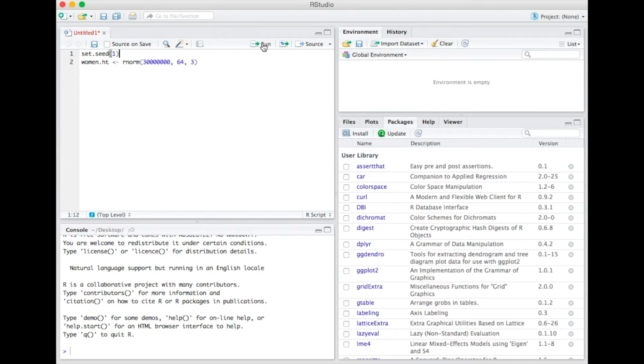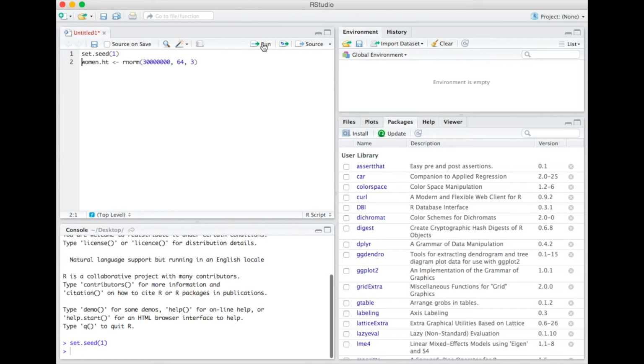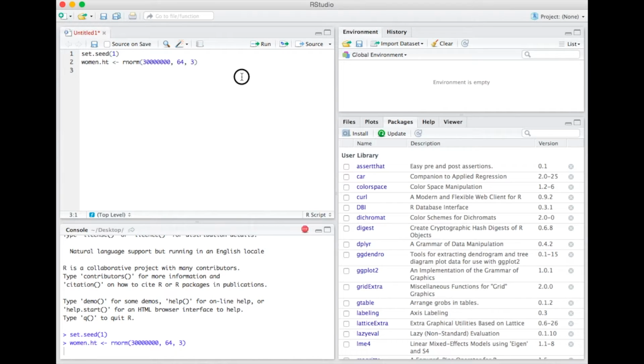I'm setting a seed here. This gives R a starting number for generating random data. It just makes this replicable. That's not really important for our purposes right now. So R is going to go ahead and generate those 30 million observations for me, and it's done. That was pretty quick for 30 million observations.